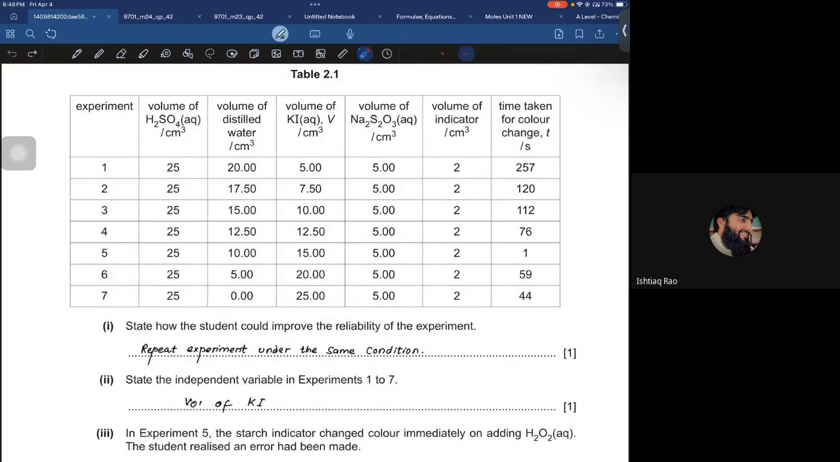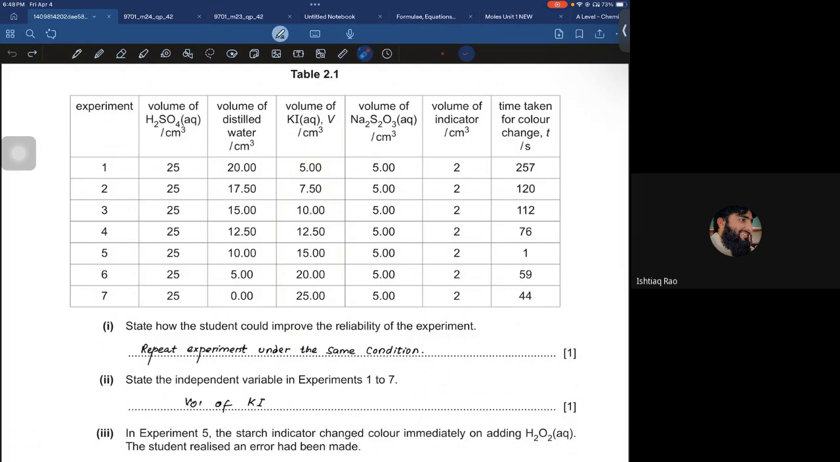Then state the independent variable in experiments 1 to 7. Independent variable is the one which you are going to change. Of course, you are going to change the volume of potassium iodide: 5, 7, 10, 12, 15, 20, 25.